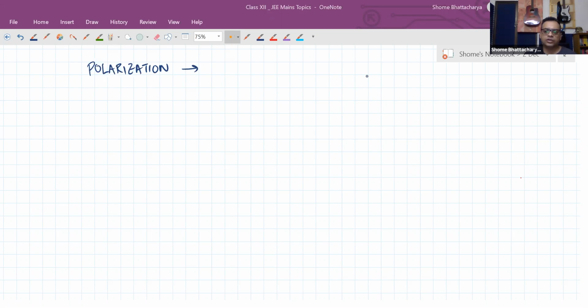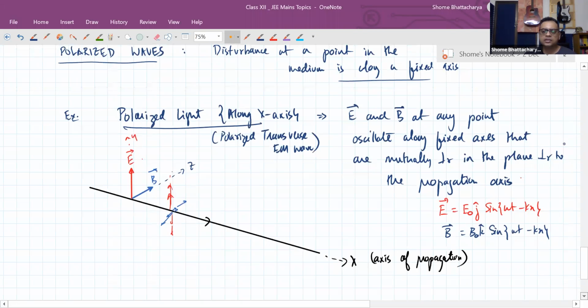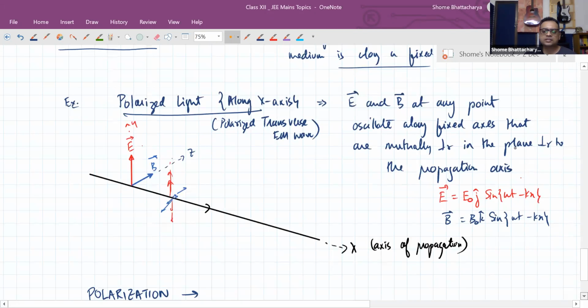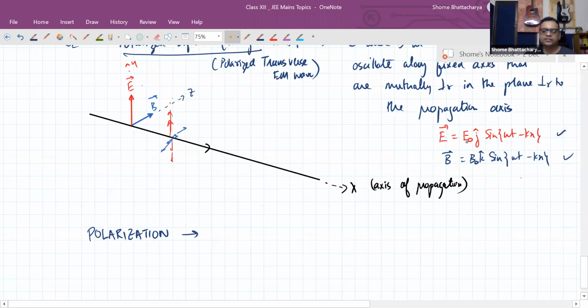So as you can see now, what is happening at any given value of x, at any given point, your value of x is fixed now. So your electric field vector is E naught sine omega t plus some phase constant, j cap. So it's varying between plus E naught j cap and minus E naught j cap. So that's why I've shown the arrows like this. But the axis along which it's varying, that is a fixed axis.